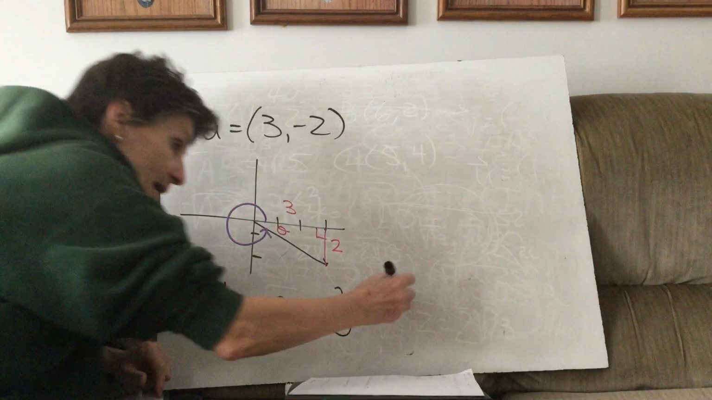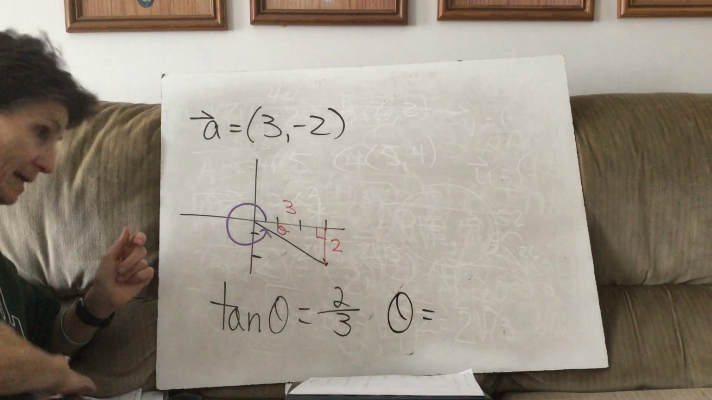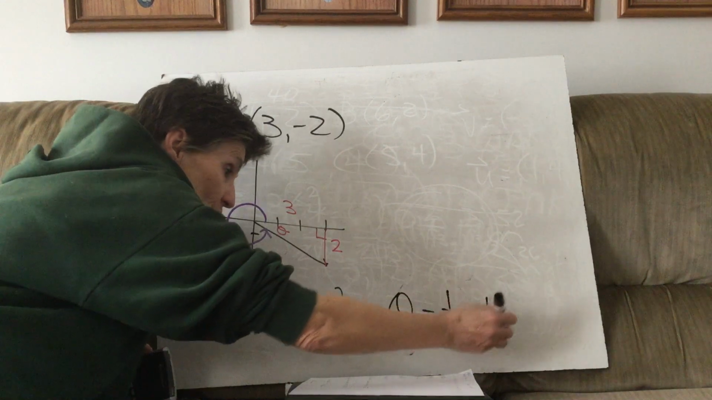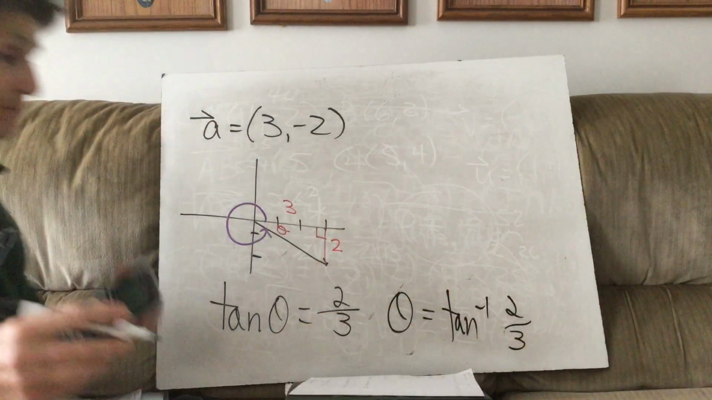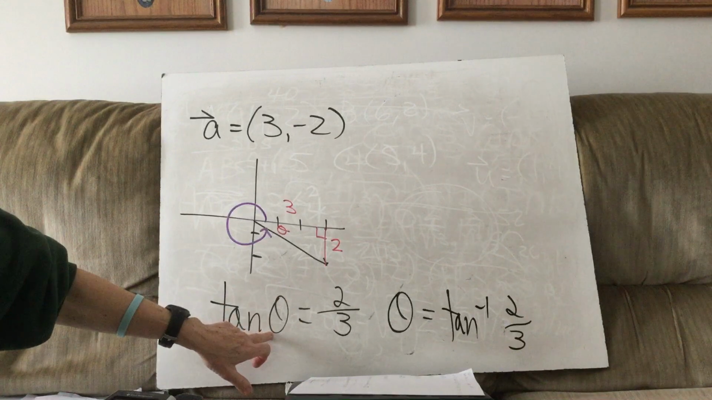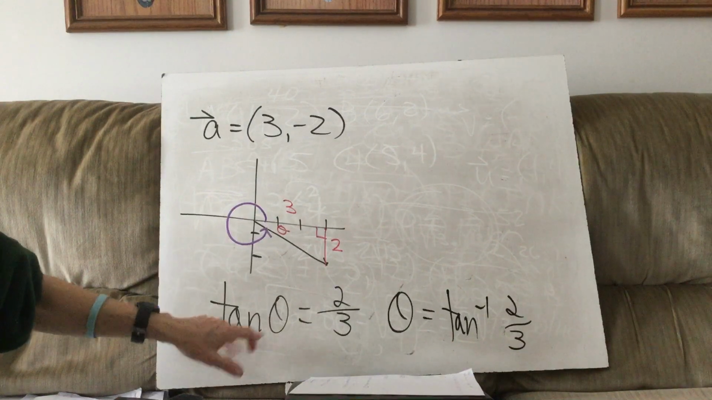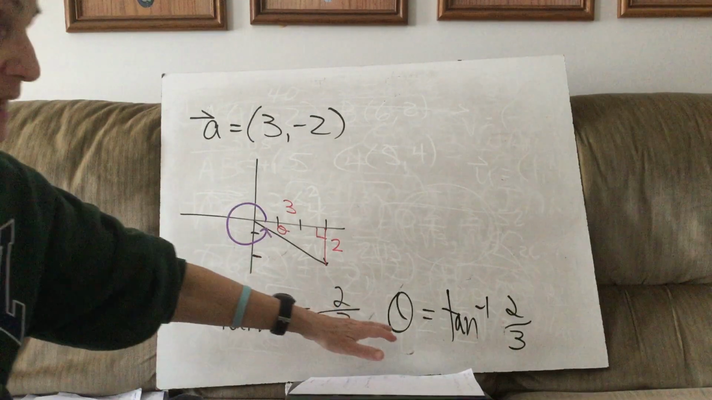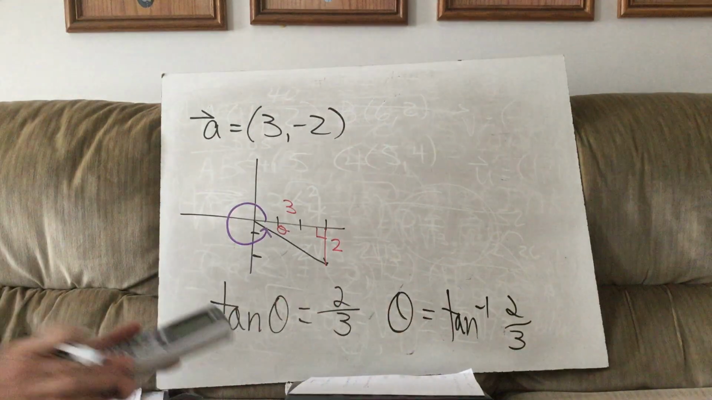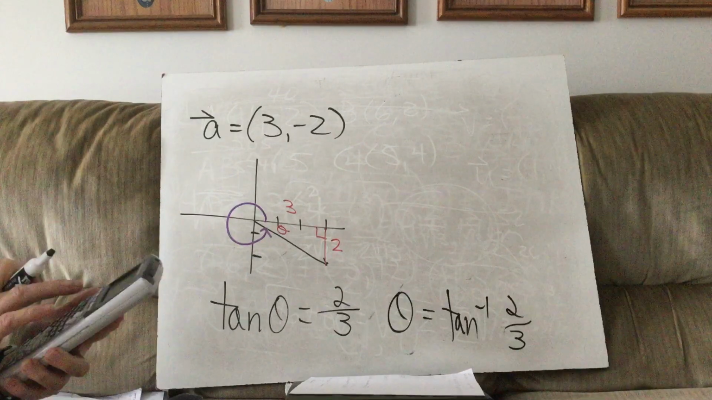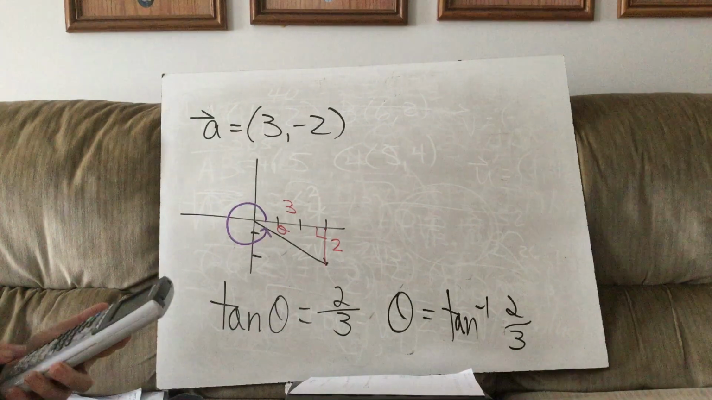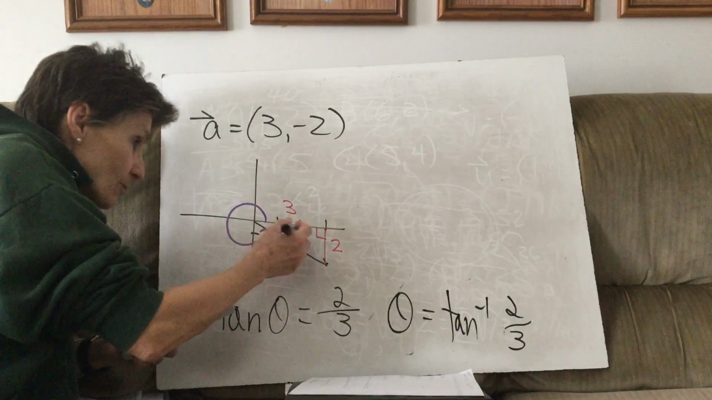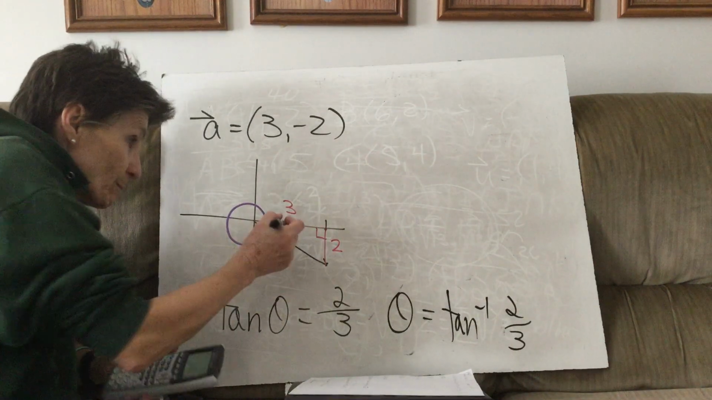So then to find the angle, I'm going to go to my calculator and do second tangent. Remember, when the variable is attached to a tangent or a logarithm or a sine, you always have to hit second. So second tangent, 2 divided by 3. So this angle right here, theta, is 33.69.